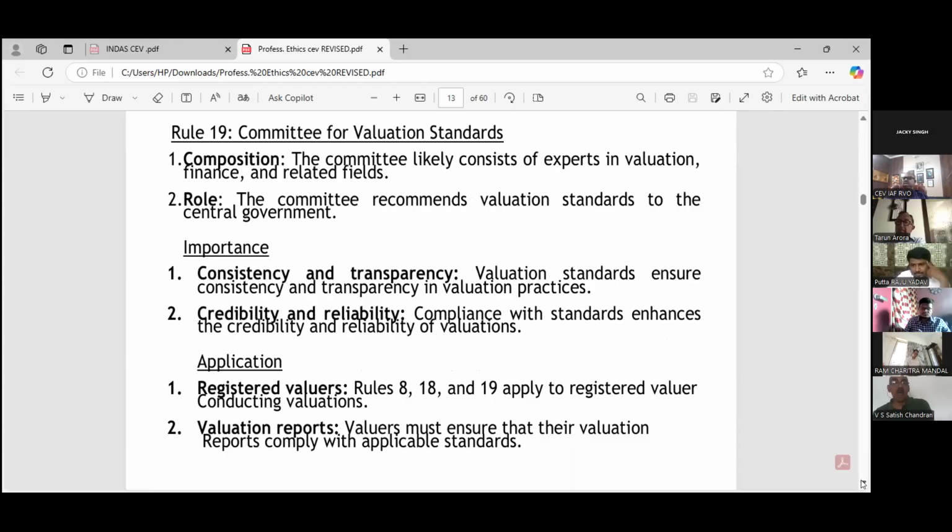Rule number 8, Rule number 18, and Rule number 19 apply to the registered valuer conducting valuation. In the valuation, you have to follow Rule number 8, Rule number 18, and Rule number 19. Valuation report: the valuer must ensure that the valuation report complies with the applicable standards, which are framed under Rule number 8, 18, and 19.